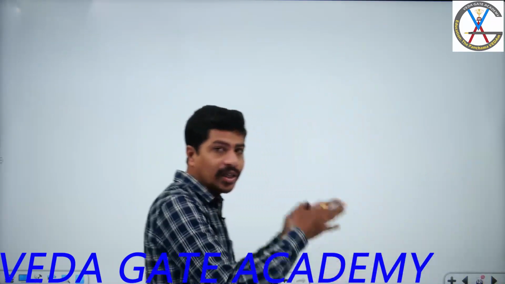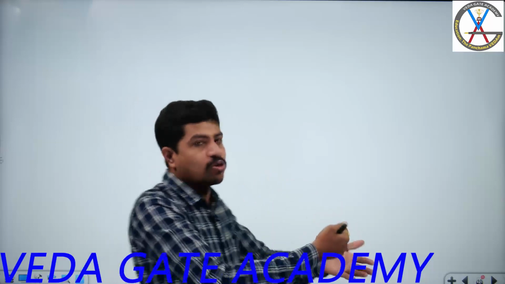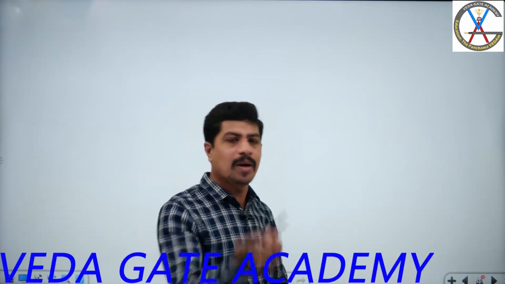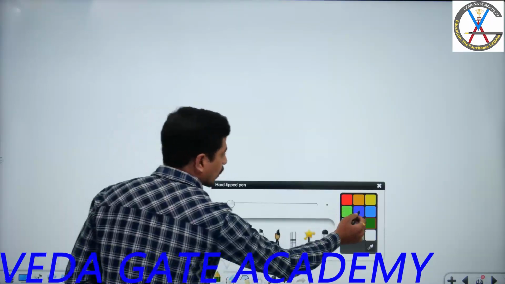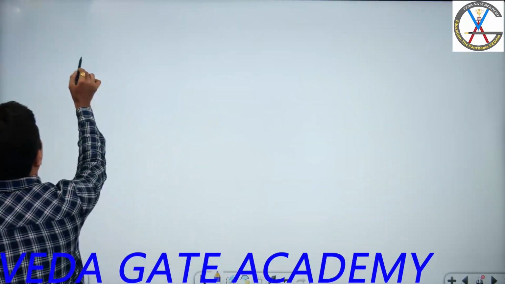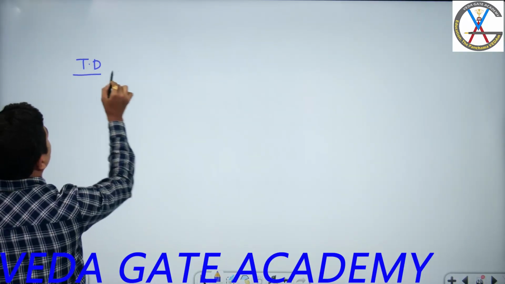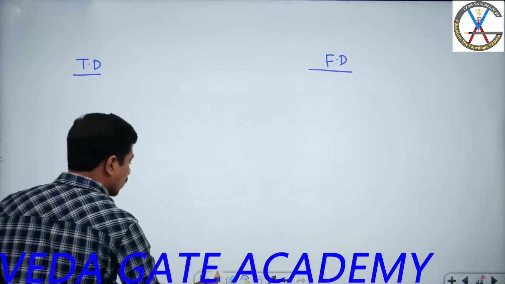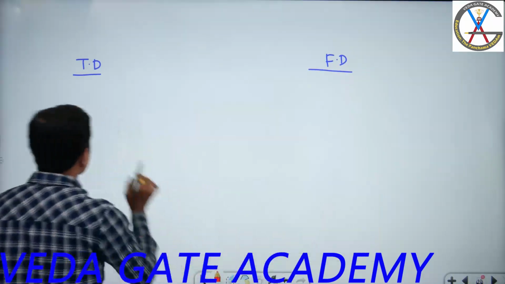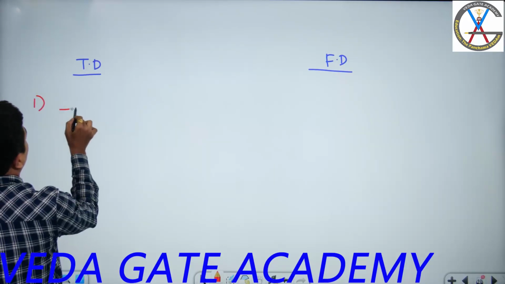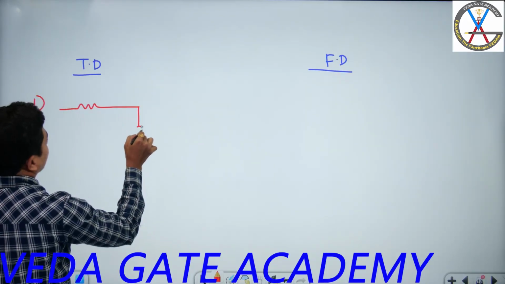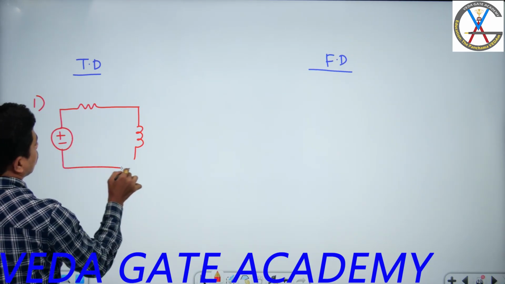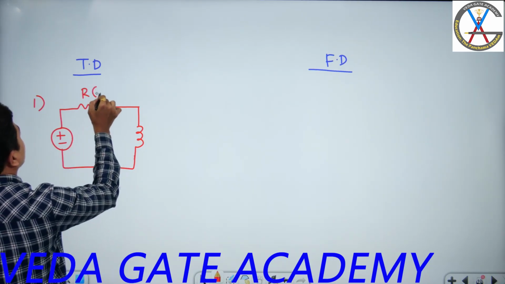Let us take one circuit in time domain, another circuit in S domain. Then we are going to see what the advantages of the S domain are compared to the time domain. Come on here. This side I am taking as time domain. This side I am taking as frequency domain. Let me take the first circuit. In this, R, this is L, this is plus minus V of t. This is R in ohms.